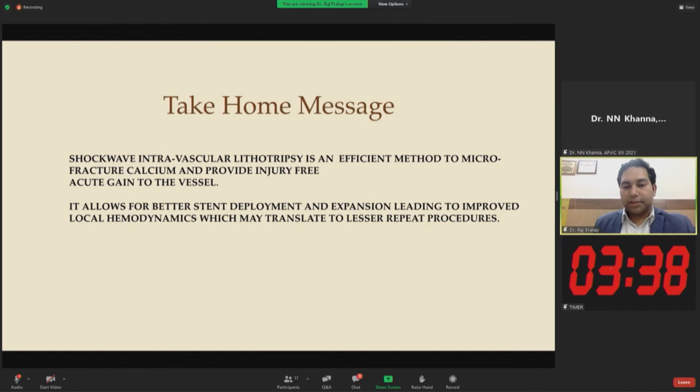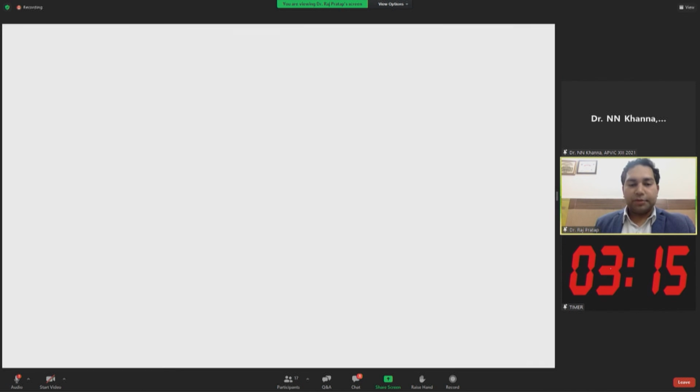So the take home message from this case, for me, would be that shockwave IVL is an efficient method to fracture calcium and provide injury-free acute gain to the vessels, and it allows for better stent deployment and expansion, leading to improved local hemodynamics, which may translate to fewer repeat procedures and better TLR rates in future.